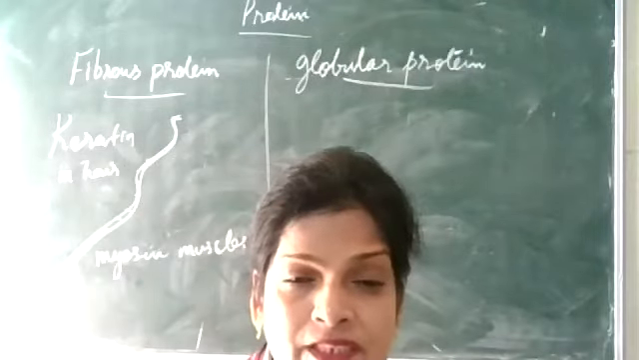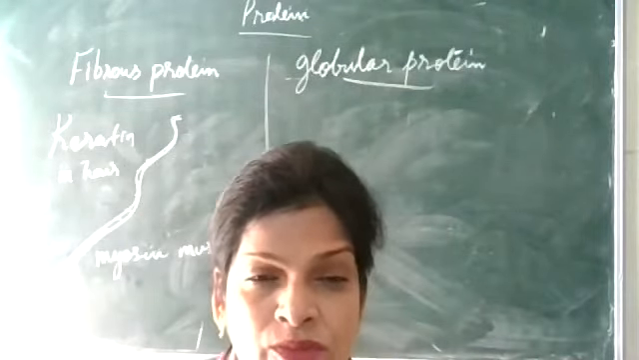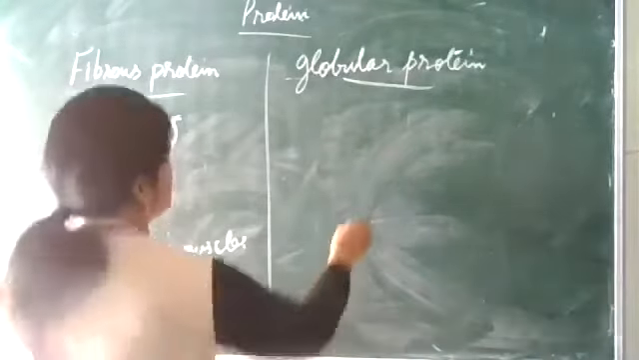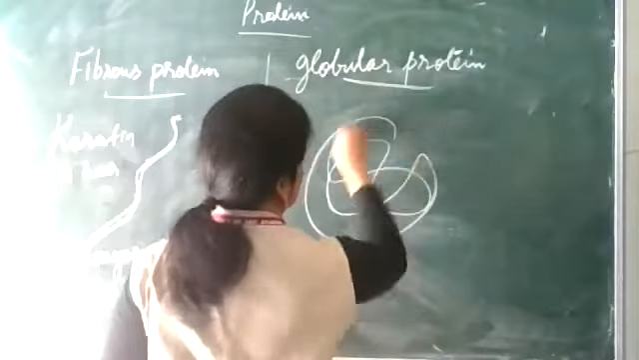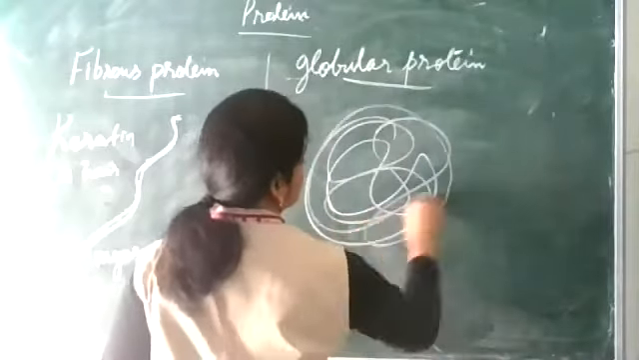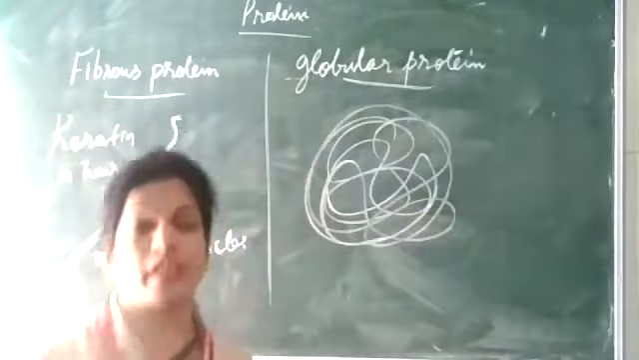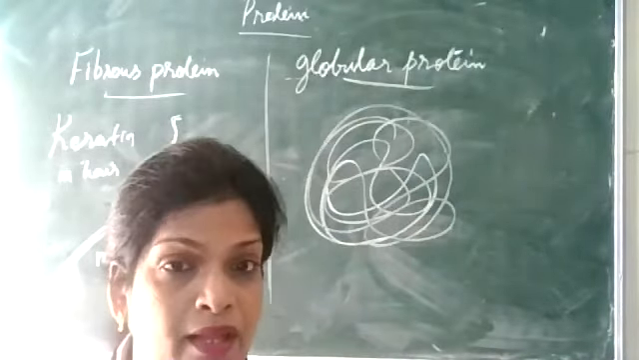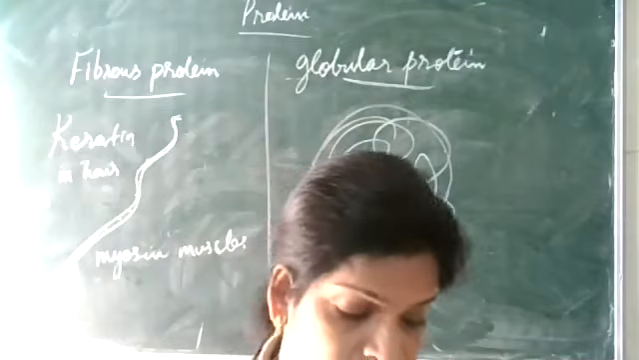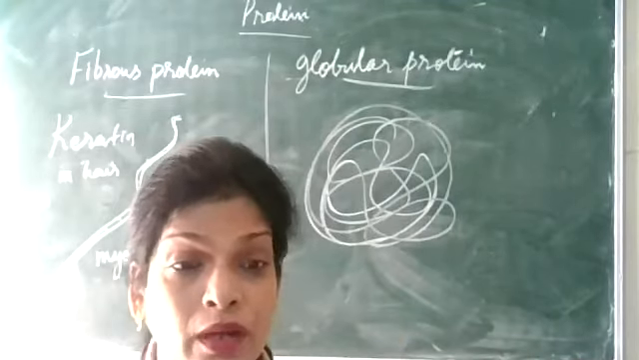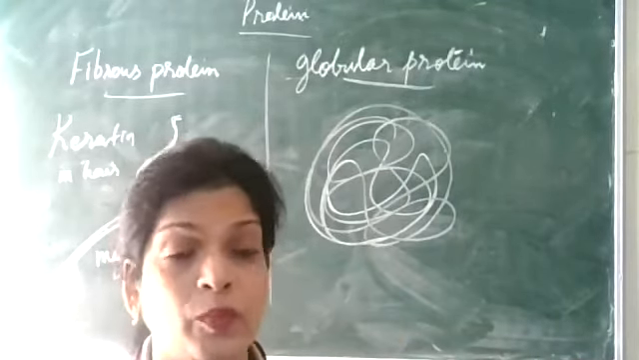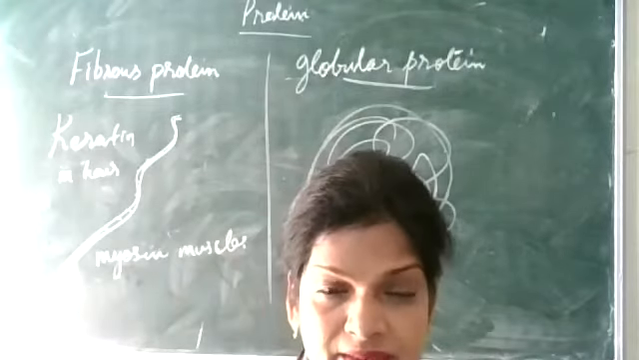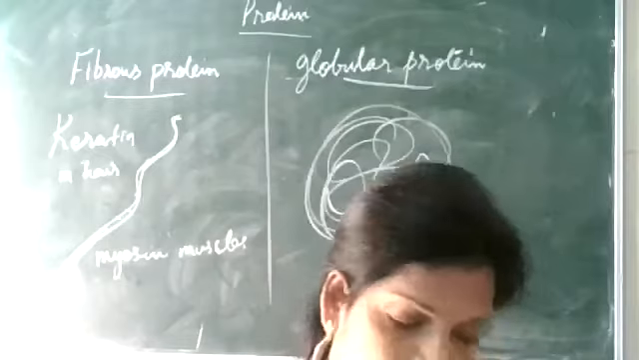When polypeptide chains coil around and get a spherical shape, then we call it a globular protein. Example: albumin of egg, hemoglobin. Globin is a globular protein. Hemoglobin, the oxygen carrier, is a globular protein.